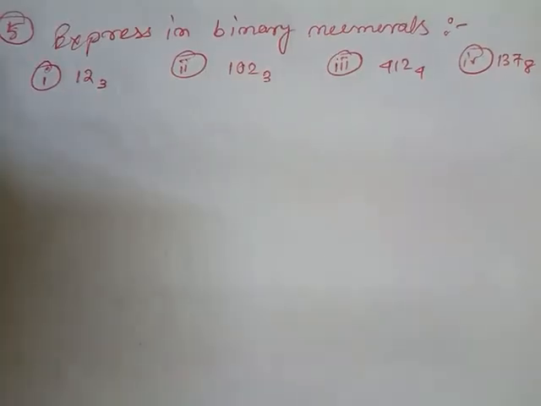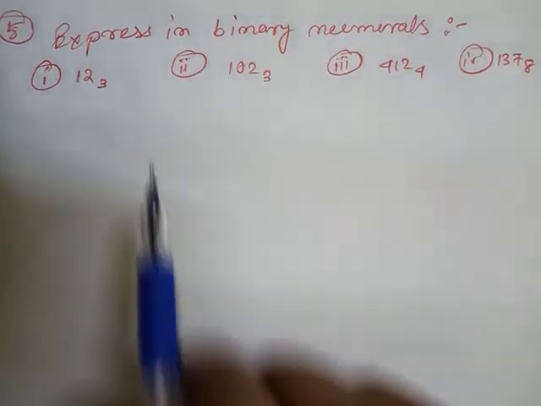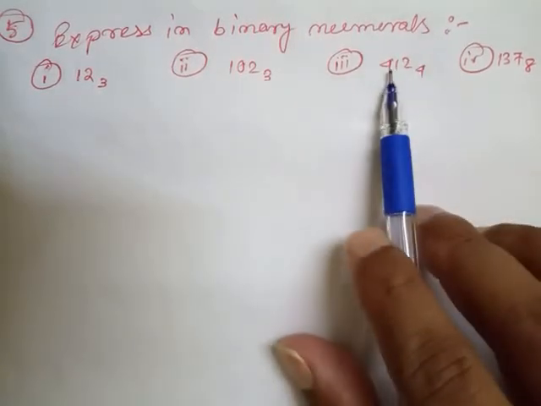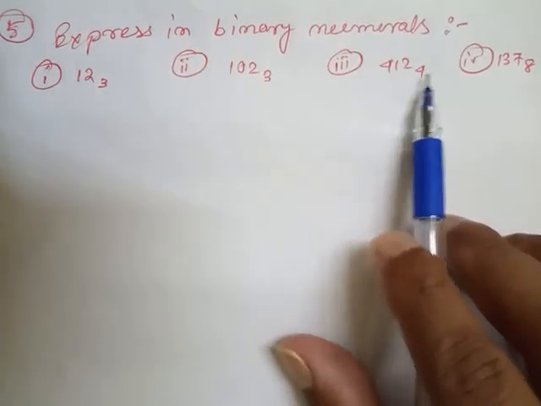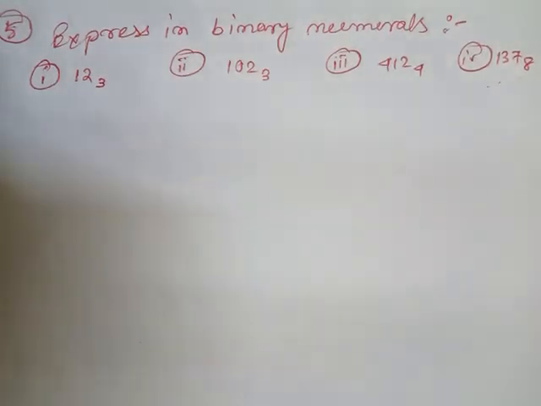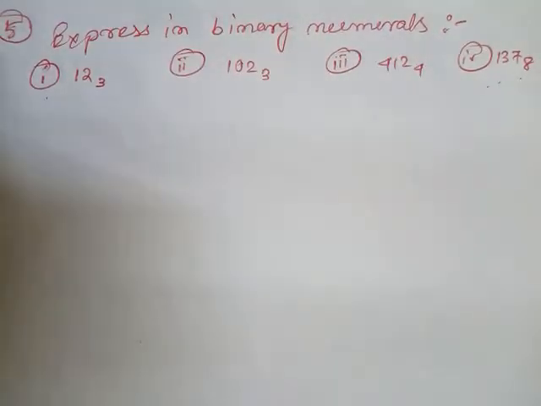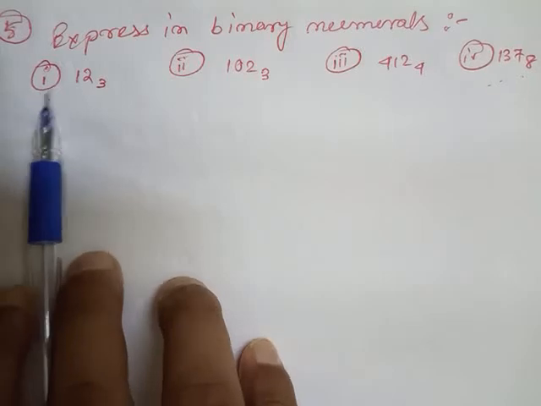Now students, we are going to solve question number 5: express in binary numerals. These are the questions: 12 base 3, 102 base 3, 412 base 4, 137 base 8. We have to convert all these into binary numerals. Now let's have a look how to solve this. I will solve Roman 1 and Roman 2. 3 and 4 will be homework you will do, the way I do 1 and 2.